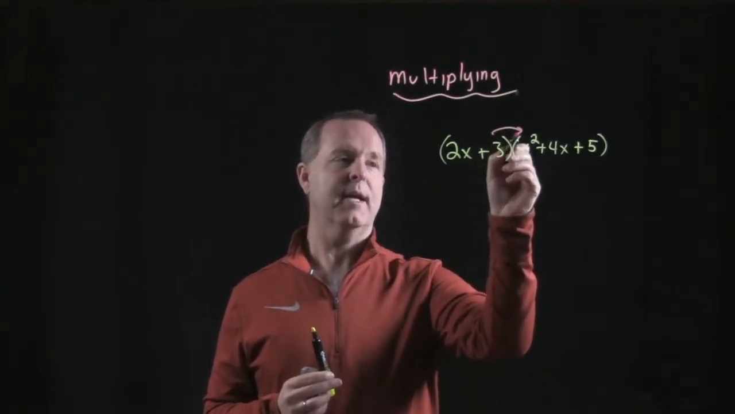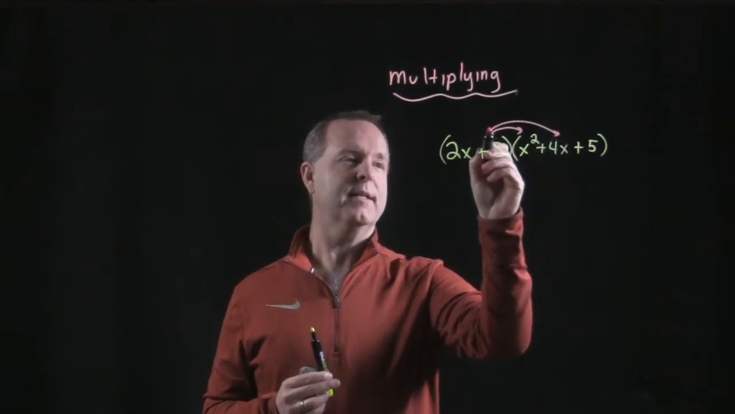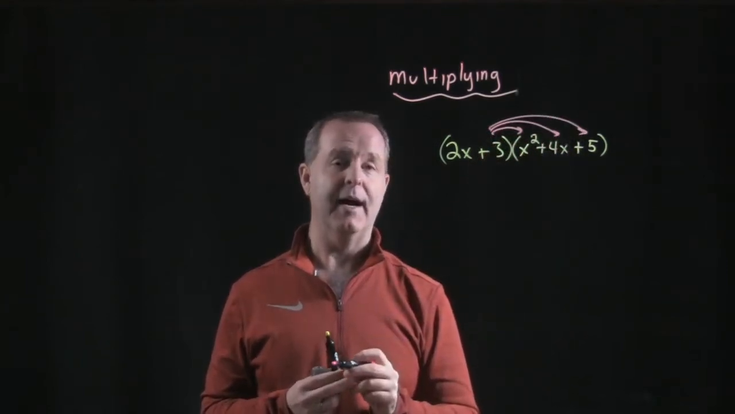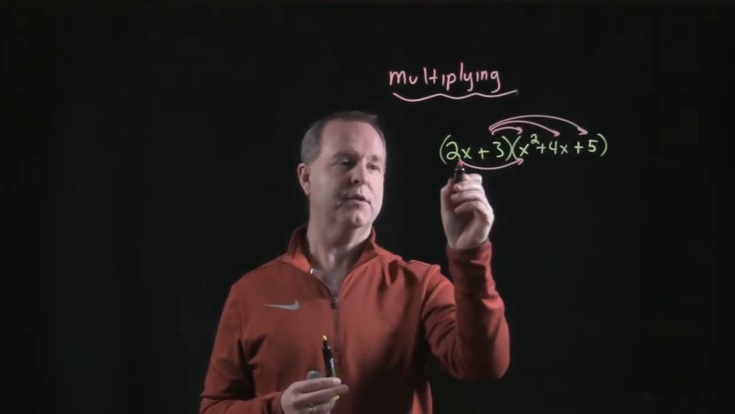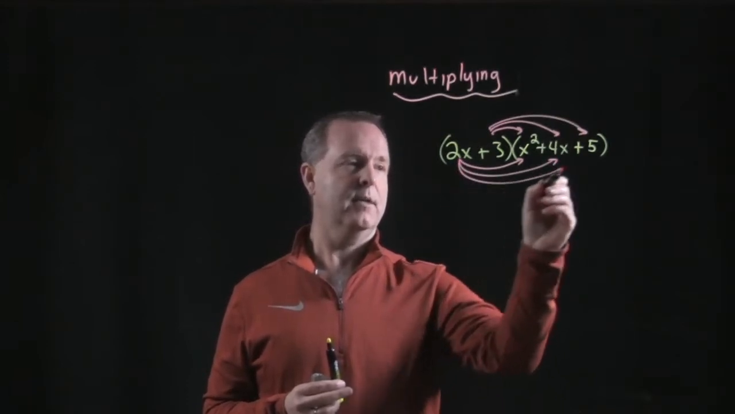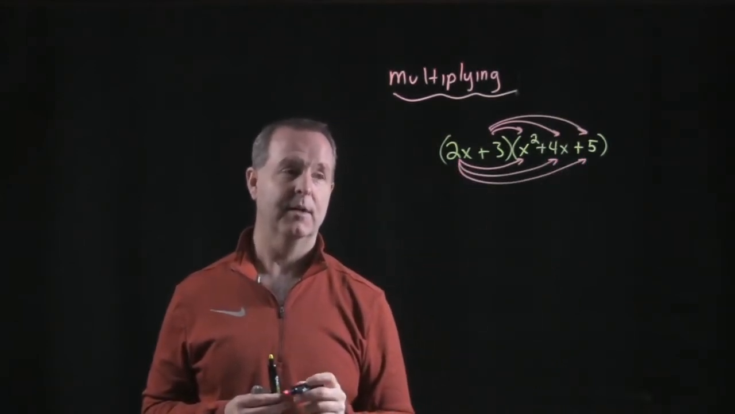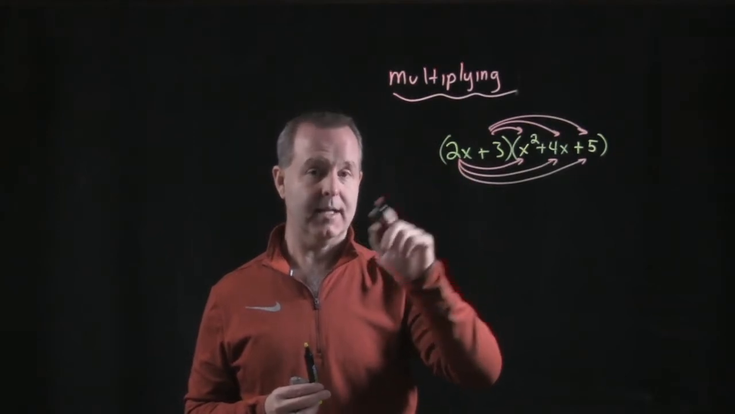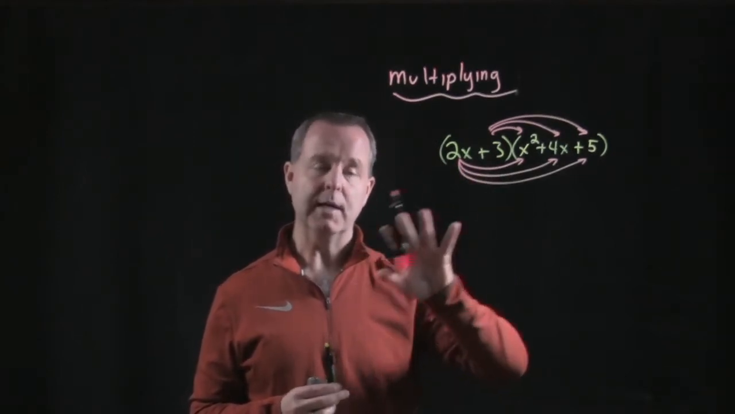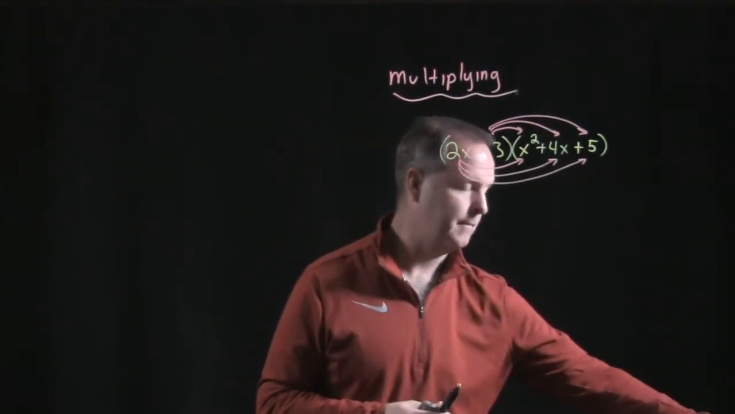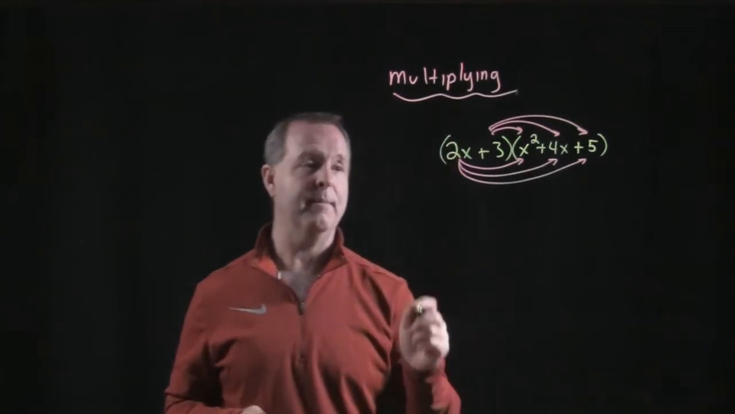So it's going to be the 3 times the x squared, 3 times the 4x, 3 times the 5, 2x times the first term, 2x times the second term, 2x times the last term. So notice that I have 6 operations that I need to do to make sure everything's taken care of. So let's just start bit by bit.